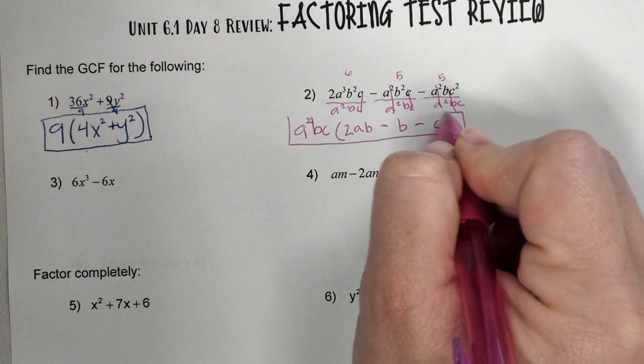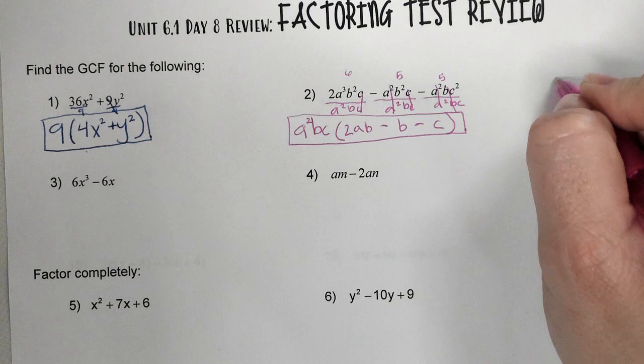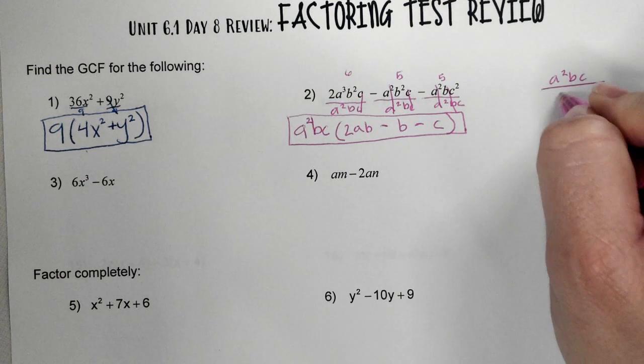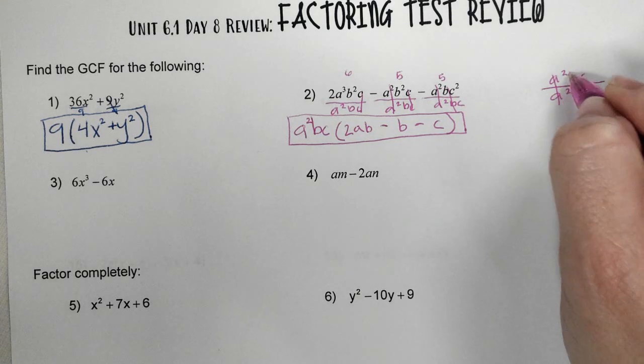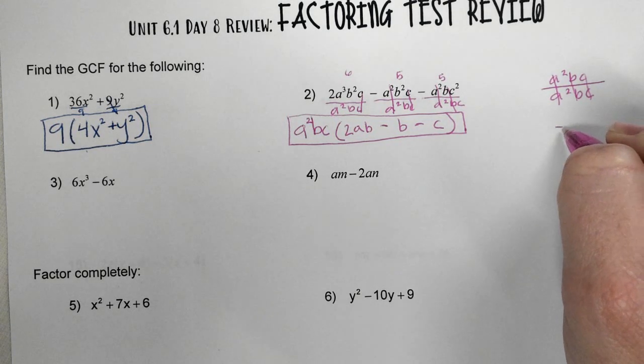Now, remember, if everything cancels, so if you had like a squared bc over a squared bc, that does not equal 0. That does not go away. Yes, everything cancels. So it would equal 1.